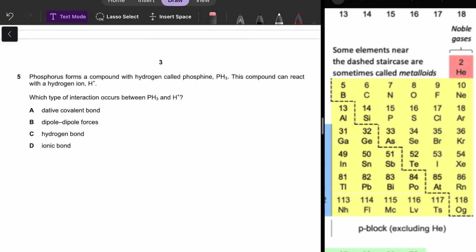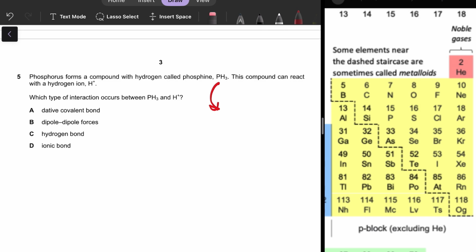Question number 5. Phosphorus forms a compound with hydrogen called phosphine, which has the formula PH3. This compound can react with a hydrogen ion. Which type of interaction occurs between a PH3 and a hydrogen ion? So first of all, I think we should start with drawing out our PH3 molecule to determine how many bonding pairs and how many lone pairs there are.